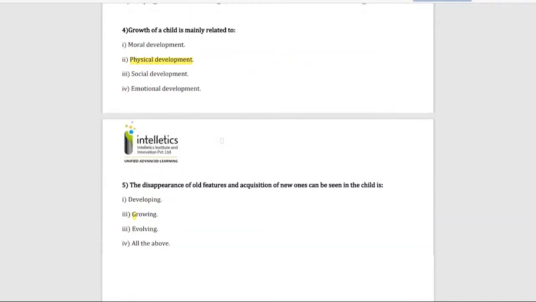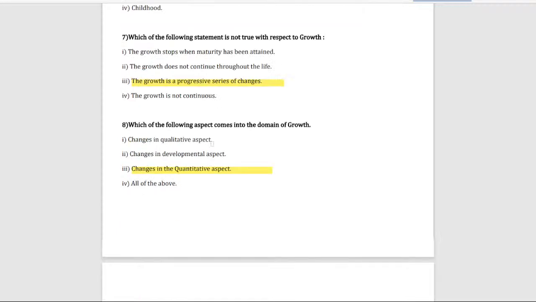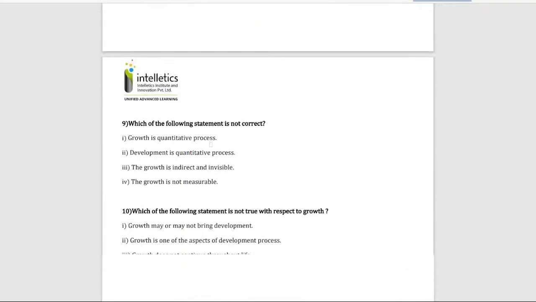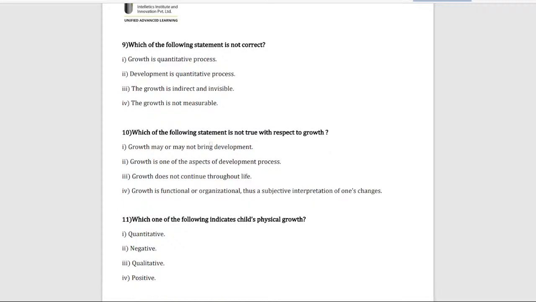Well, so here we are. We come to the next, that is question number 9. Which of the following statements is not correct? First, growth is a quantitative process. Second, development is a quantitative process. Third, growth is indirect and invisible. Fourth, growth is not measurable. So, which of the following statements is not correct?